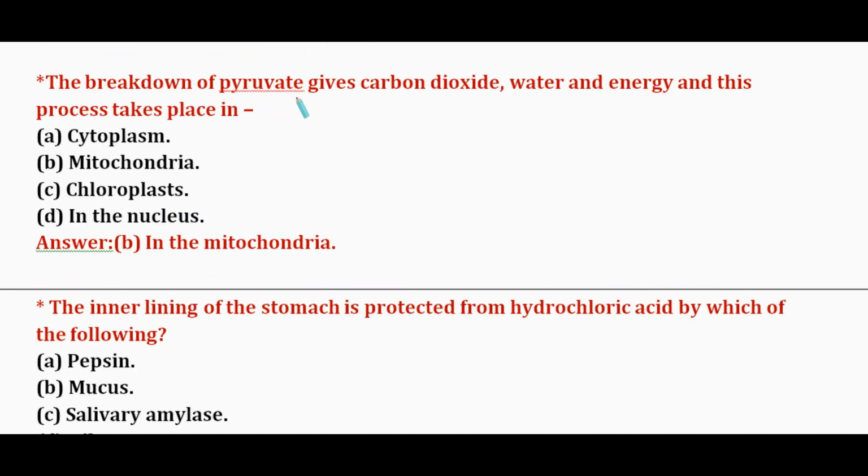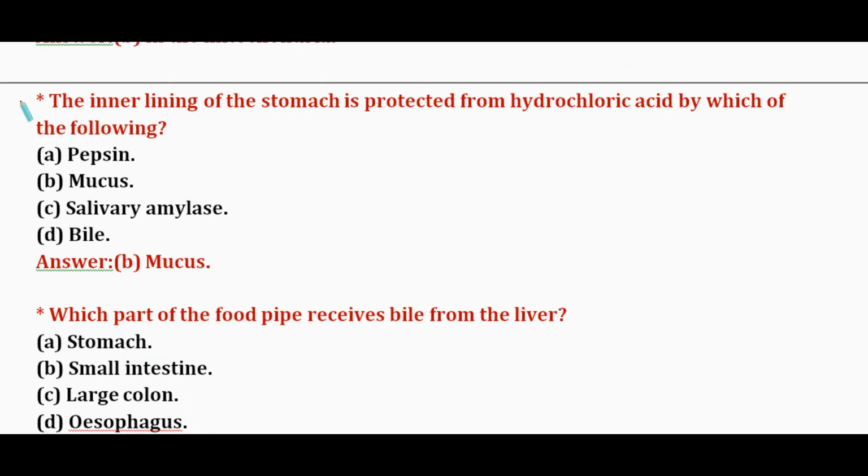The breakdown of pyruvate gives carbon dioxide, water, and energy, and this process takes place in cytoplasm, mitochondria, chloroplasts, in the nucleus. The correct answer is in the mitochondria. The question: the inner lining of the stomach is protected from hydrochloric acid by which of the following? Pepsin, mucus, salivary amylase, bile. The correct answer is mucus.